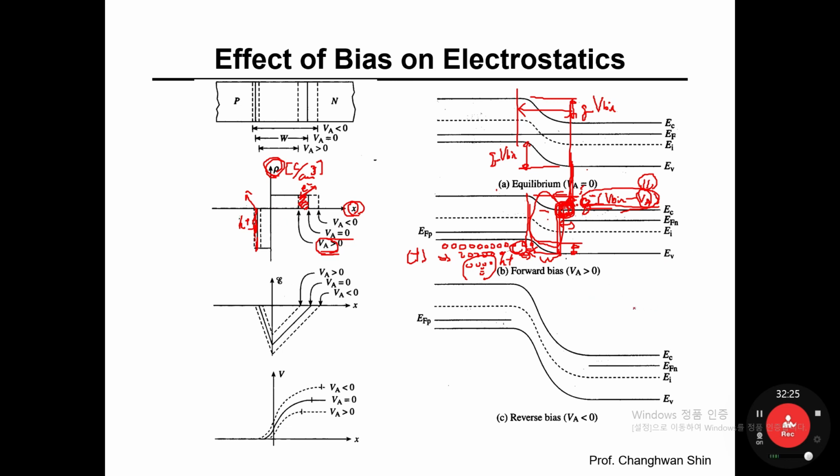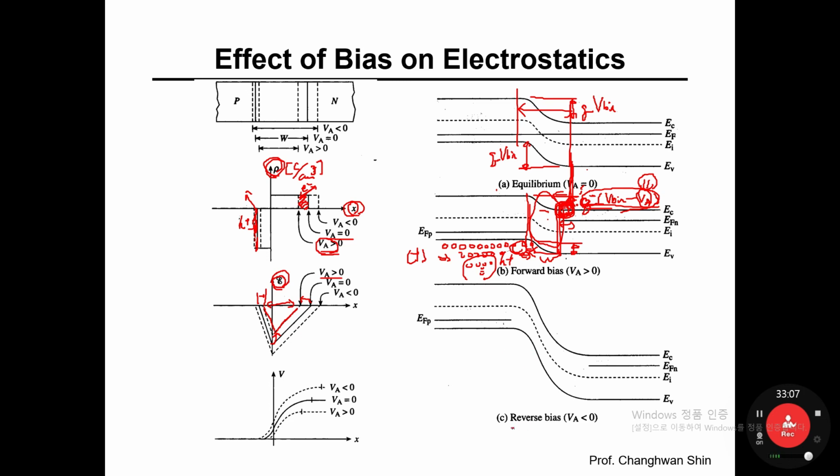Okay, what about the built-in electric field across the depletion region? Yes, as you have guessed, under forward bias, because the depletion layer has been thinned down, the intensity of the built-in electric field has been lowered and suppressed, and the range in which the electric field exists has been shrunken down.